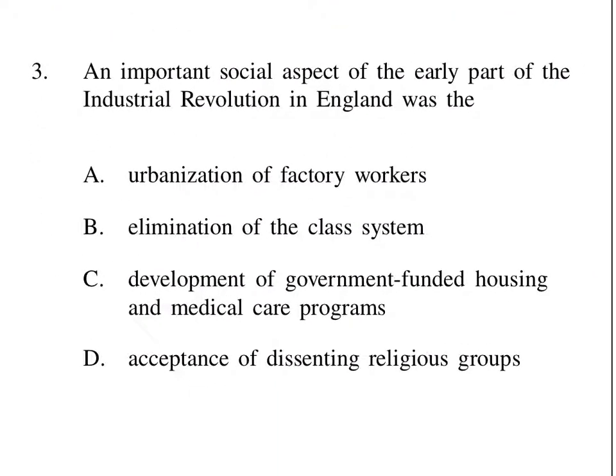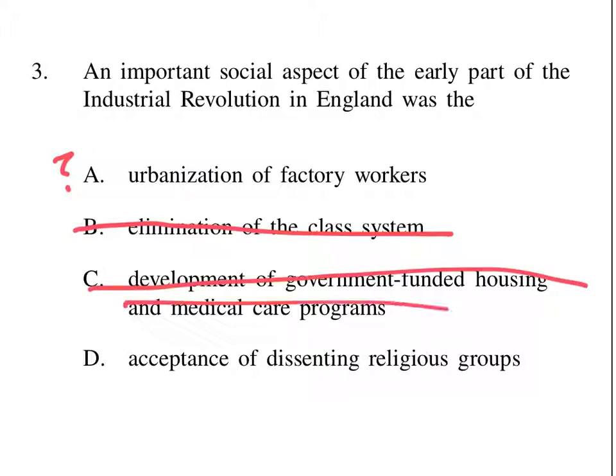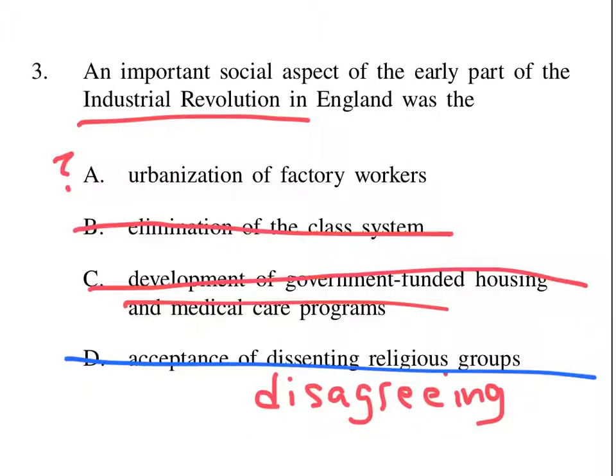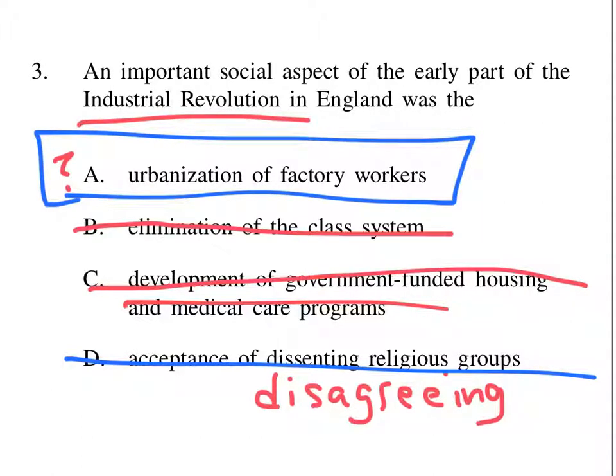An important social aspect of the early part of the Industrial Revolution in England was what? Urbanization of factory workers? Interesting, maybe that's it. B, elimination of the class system. No, there were still very rigid class structures, so it was not B. C, development of government-funded housing and medical programs. That never happened. Or D, acceptance of dissenting religious groups. Another word for dissenting is disagreeing. And was that relevant at all to the Industrial Revolution in England? It certainly was not. So the answer is A to number 3. Lots of factory workers and people moving to the city.